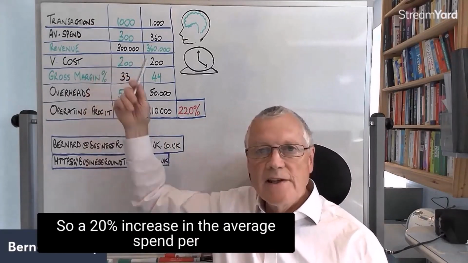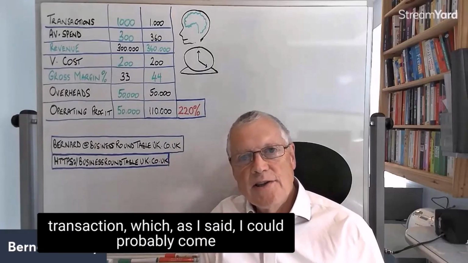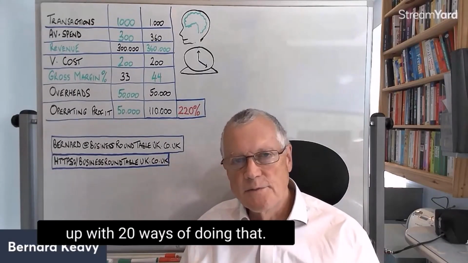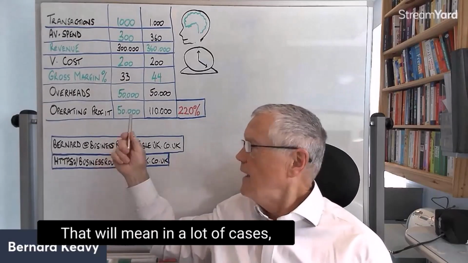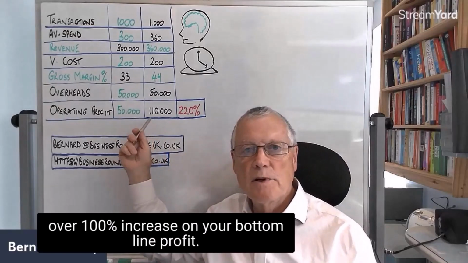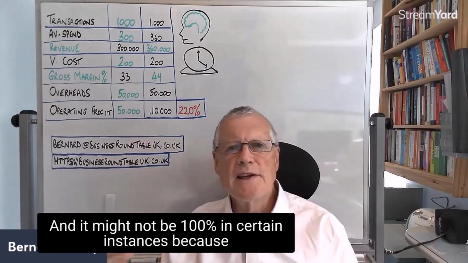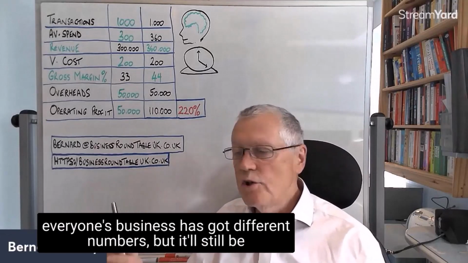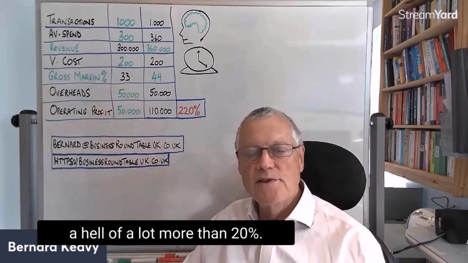So a 20% increase in the average spend per transaction, which, as I said, I could probably come up with 20 ways of doing that, will mean, in a lot of cases, over 100% increase on your bottom line profit. And it might not be 100% in certain instances, because everyone's business has got different numbers, but it'll still be a hell of a lot more than 20%.